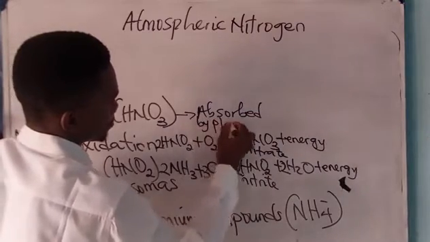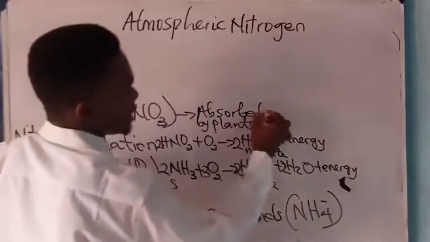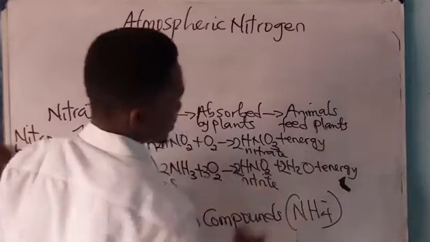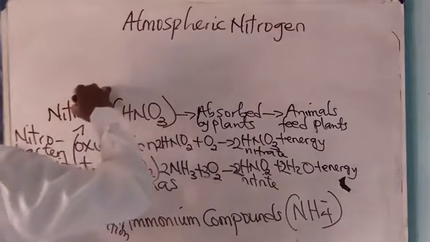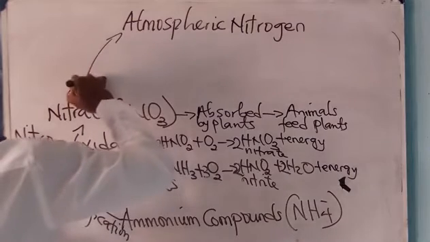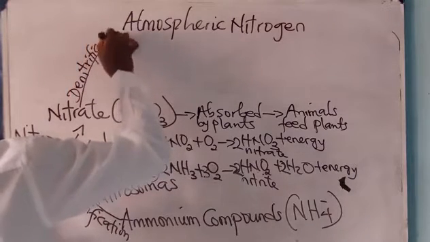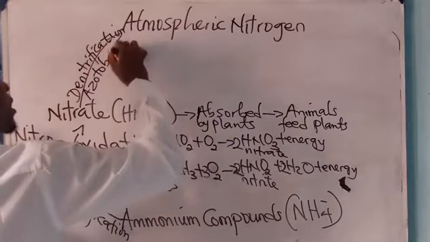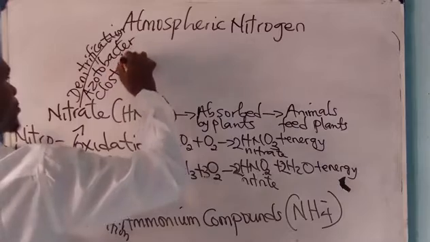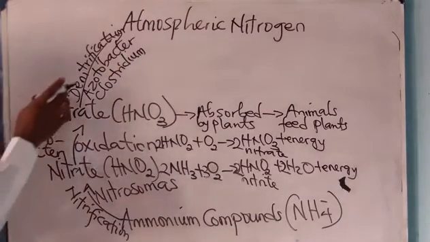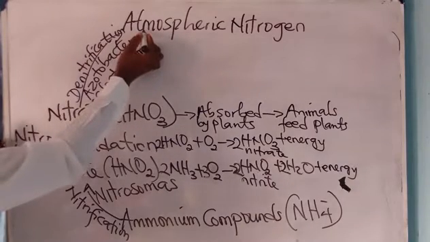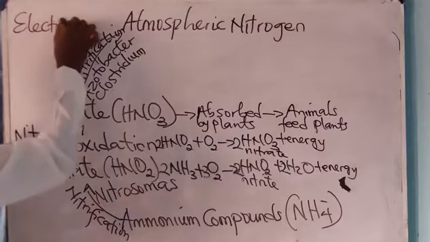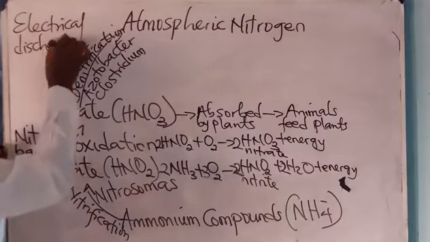Now this nitrate produced is absorbed by plants, and animals as well, because animals would feed on plants. Now this nitrate is converted to atmospheric nitrogen through denitrification, as given before. What are the bacteria involved in it? You have Azotobacter and Clostridium. Azotobacter and Clostridium are denitrifying bacteria. Now this same atmospheric nitrogen present here is converted to nitrates through electrical discharge. You see, it is very easy.